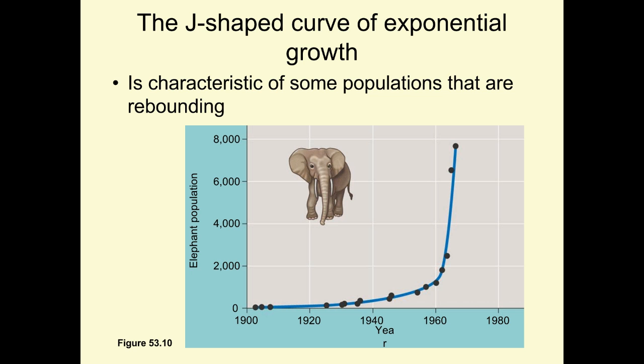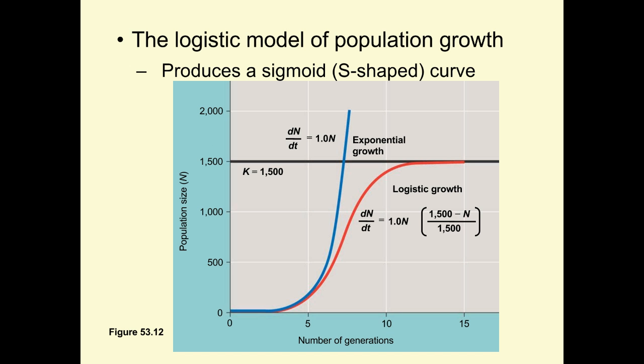Now, can this happen forever? No. There's not enough space. There's not enough resources. There's not enough water, enough food to support an infinite number of elephants. They consume a lot. They take up space. So this might have occurred for a period of time, but eventually they're going to start maximizing their environment. So they're going to shift away from an exponential growth rate to more of a logistical growth rate.